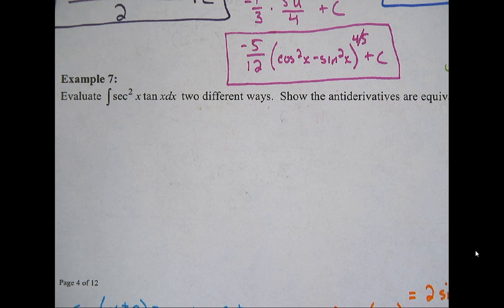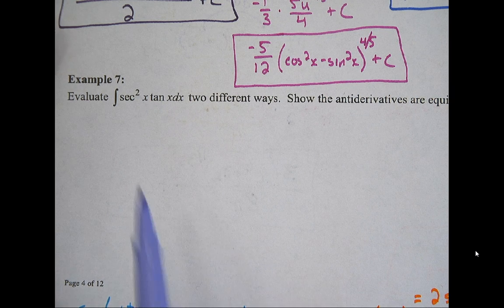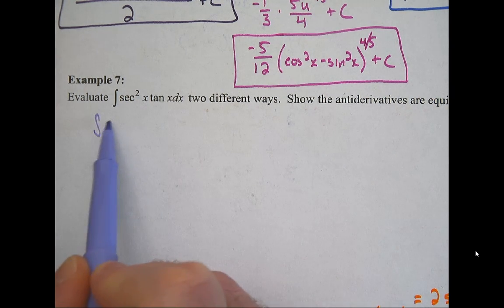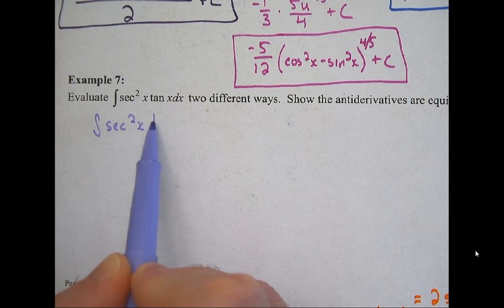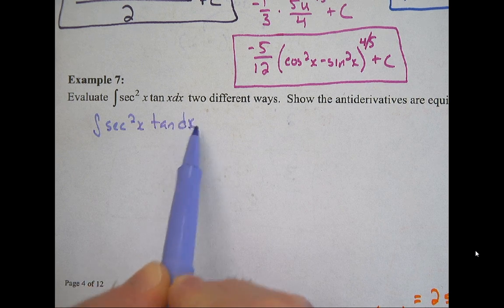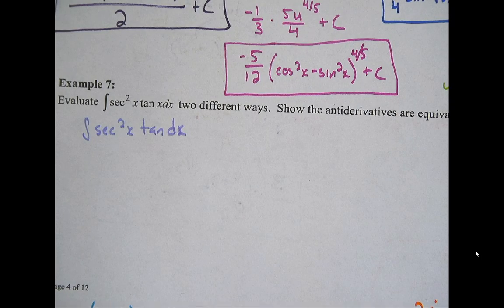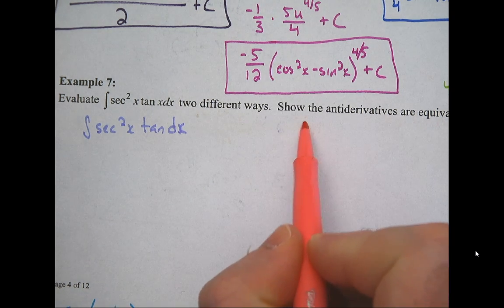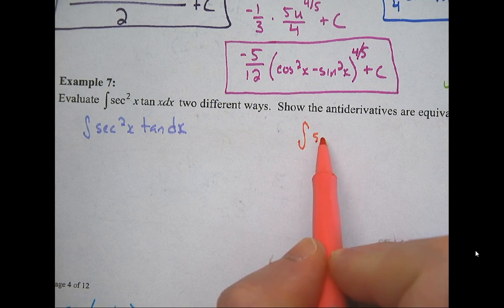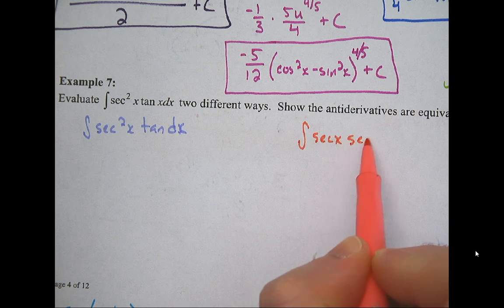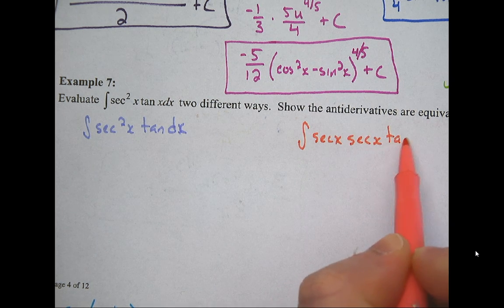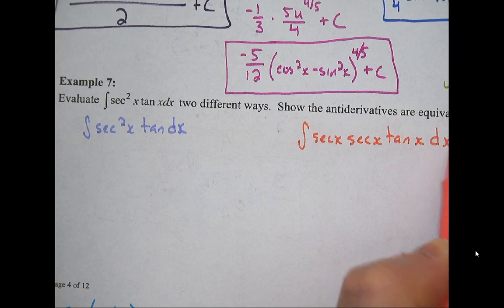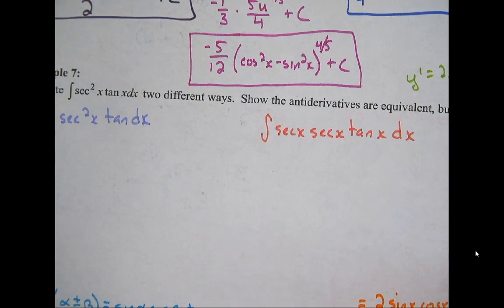So there's two ways to think about this, and I don't know which way you thought about it first. So I'm going to write up both setups, and then we'll talk about what they are. One method is to leave this as secant squared x tangent of x dx. And then the other method is to write this as the integral of secant of x, tangent of x. So in other words, I took the secant squared and I broke it into two pieces.